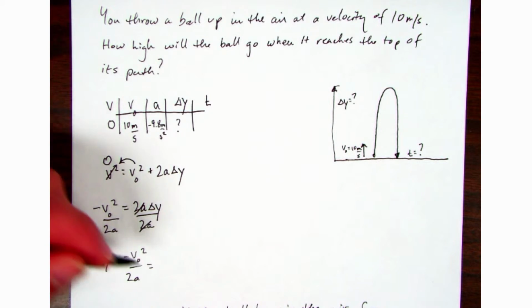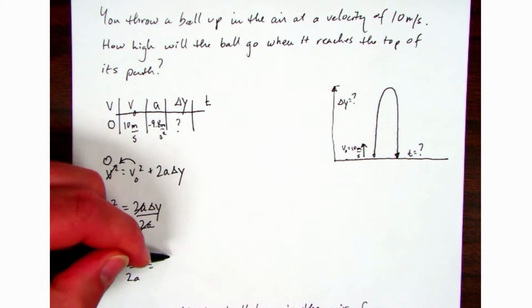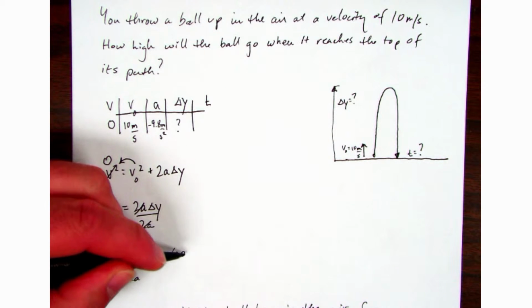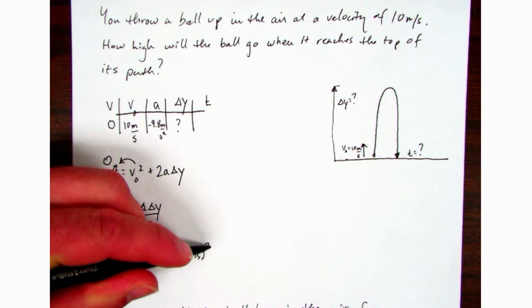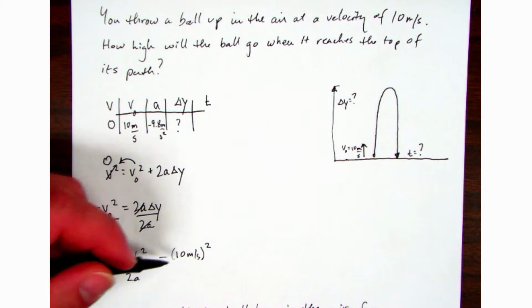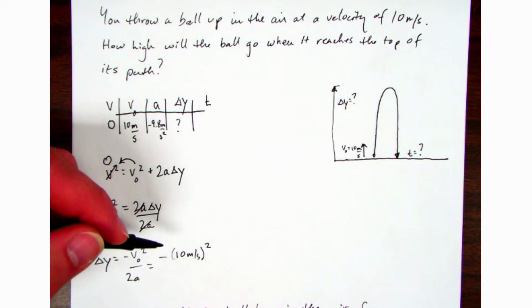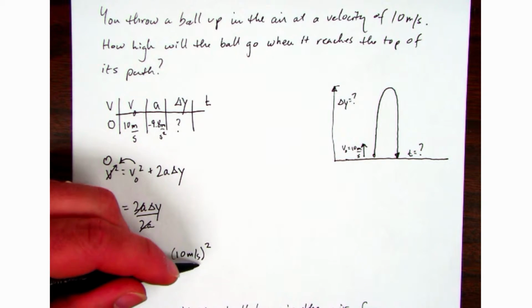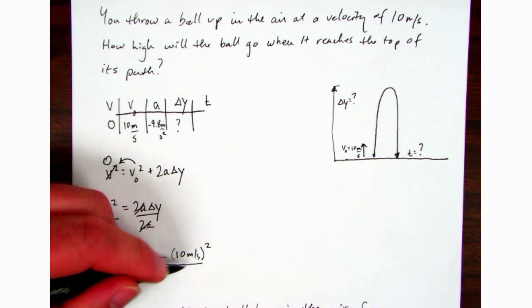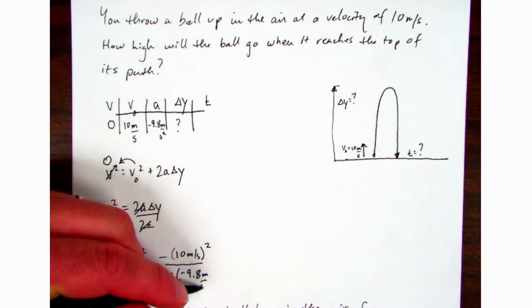And I can plug and chug. So I go negative 10 meters per second, squared. That negative sign is a function of me moving the v naught squared over to the other side. The answer to that will be a negative number. I'm not taking a negative 10 and squaring that and making it a positive 100. The answer will be negative. I divide that by 2 times negative 9.8 meters per second squared.